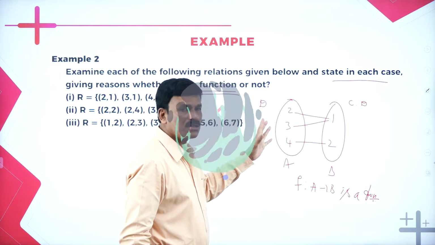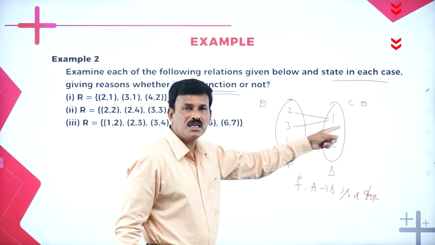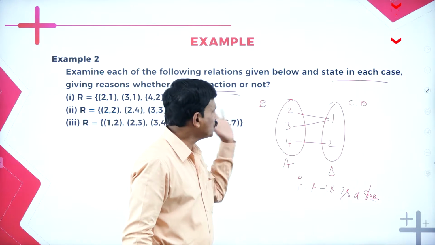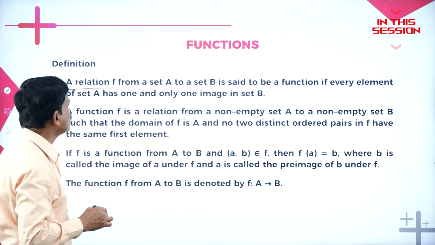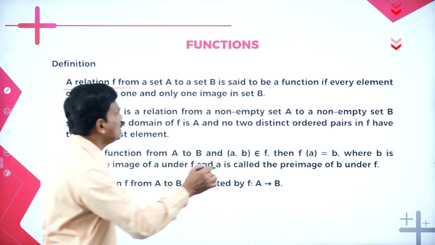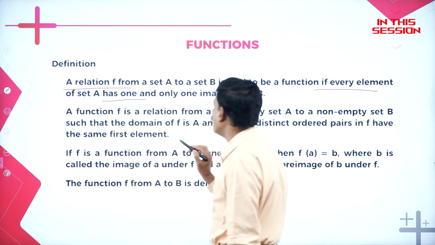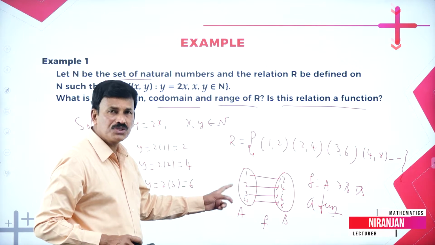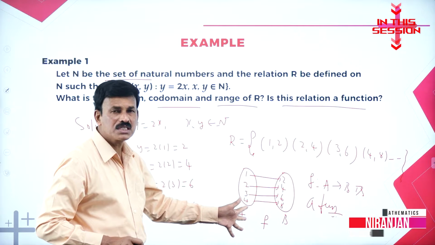All the elements of the domain are uniquely mapped with the elements of codomain. So therefore this is a function from A to B. A relation from a set A to set B is said to be a function. How are they related? If every element of a set has one and only one image in the set B. All the elements of A are used only one time. So there is one-to-one mapping. Therefore this is a function.